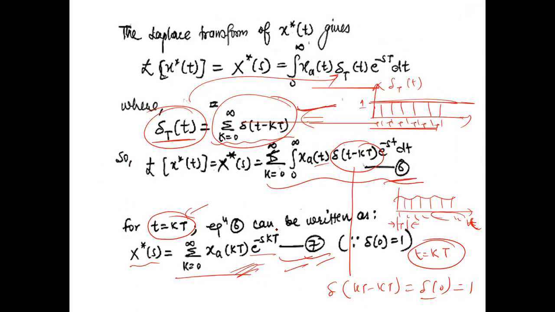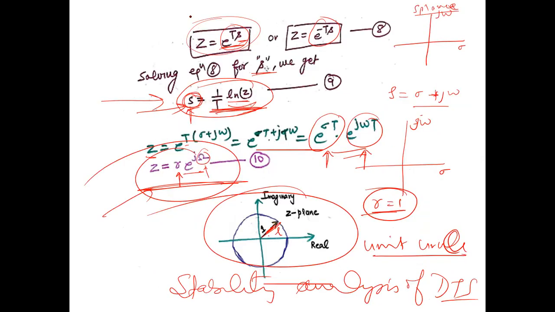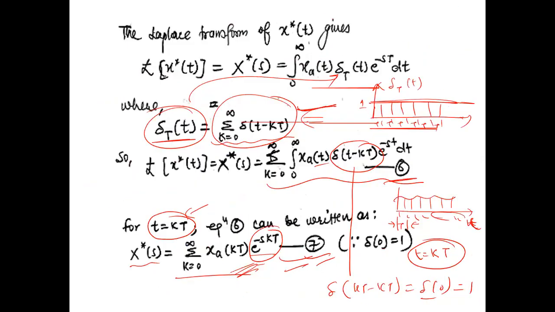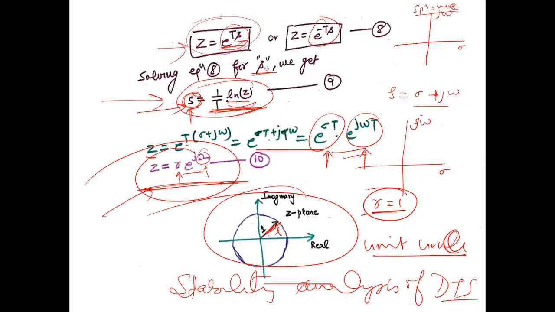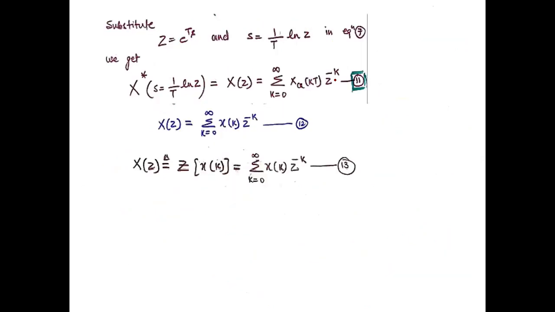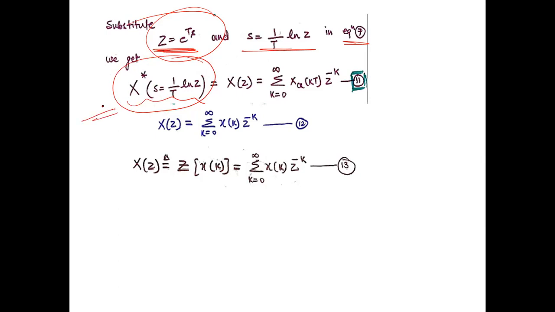So what we will do, we will replace this with Z, and then we will replace S operator with this equation, right? So let us see what happens. Now when we substitute Z is equal to e raised to the power Ts and S is equal to this in equation number 7, we have this equation with us. So this is what mapping is, right?